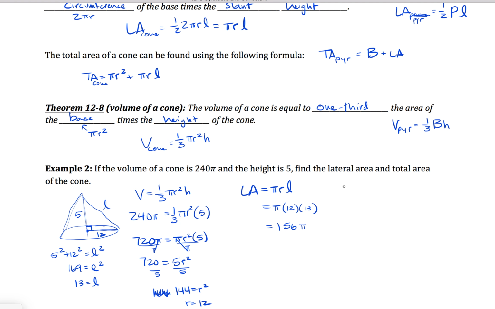Pi times 12 times 13 is going to give me 156 pi. My total area will be pi r squared plus pi r L. Now I know that this back part over here is 156 pi since I just calculated that. So this part will be pi times 12 squared. Well, pi times 12 squared is going to give me 144 pi. And I'm going to add that to 156 pi. I can kind of think of the pi like an x, so I can combine these like they were like terms. And what I'd end up with is 300 pi.